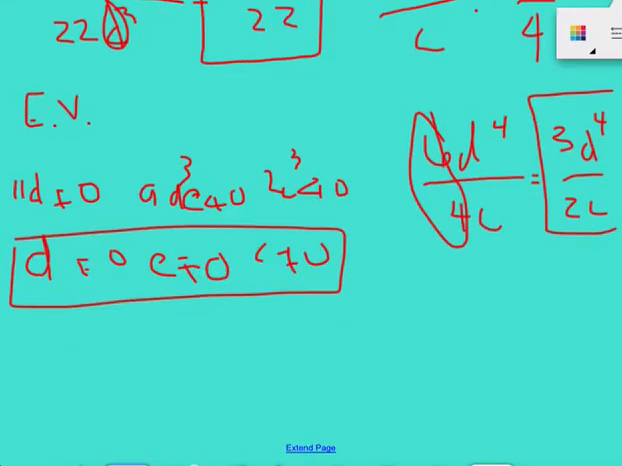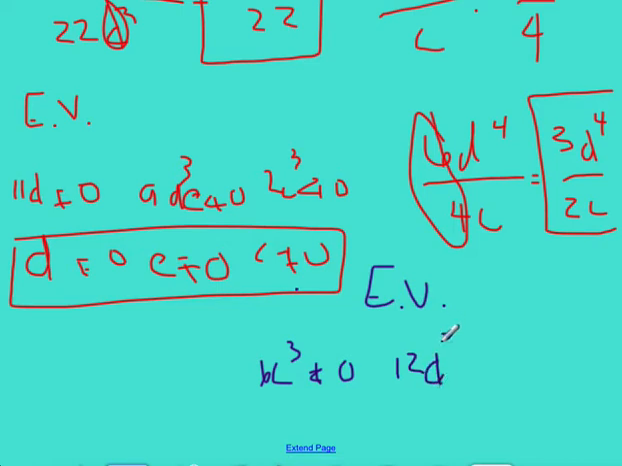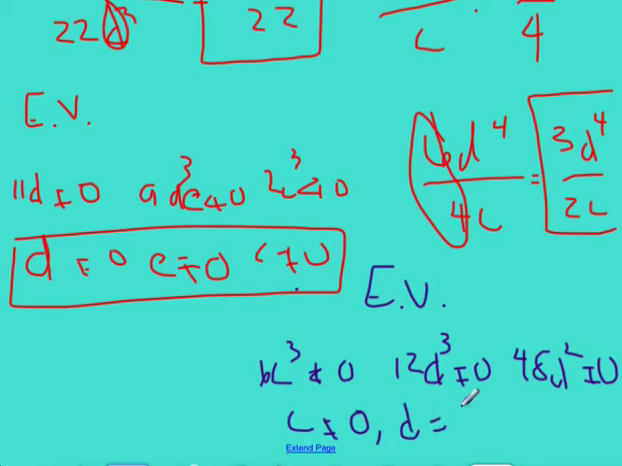So now I need to go about calculating out my excluded values. So to get my excluded values, I need to take first the original bottom of the first fraction. So 6C cubed cannot equal 0. Original bottom of my second fraction, 6D to the third cannot equal 0. And original bottom of my top, 48D squared cannot equal 0. So then here I get that C cannot be 0 and D cannot be 0 because that's the only way that those values are going to equal 0.